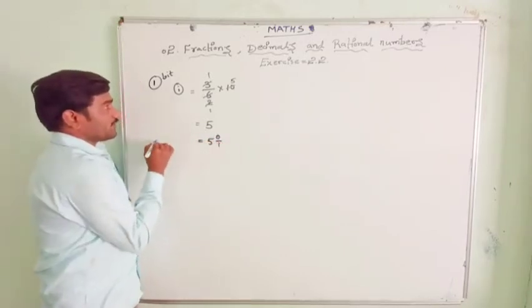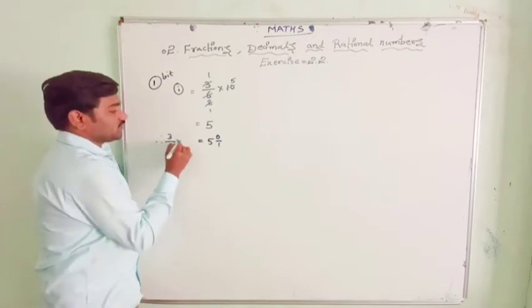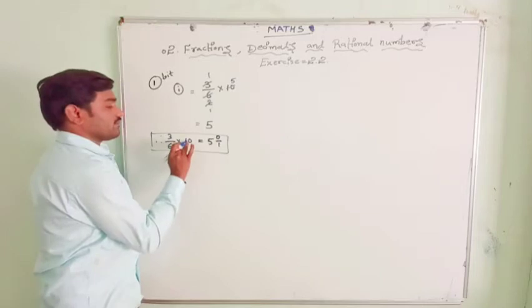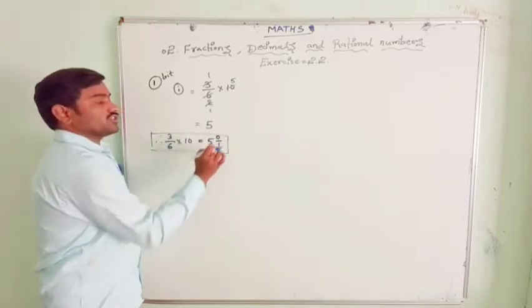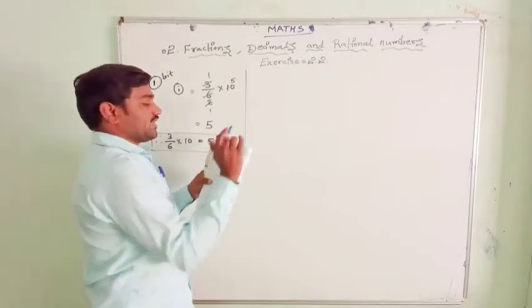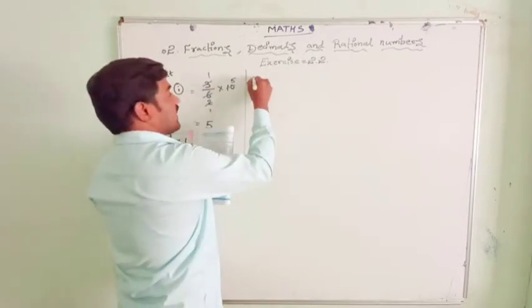So when you find out the product of this 3 by 6 into 10, you get 5 whole 0 by 1. Or here you can stop. But here clearly they mentioned that we need to express it as a mixed fraction.